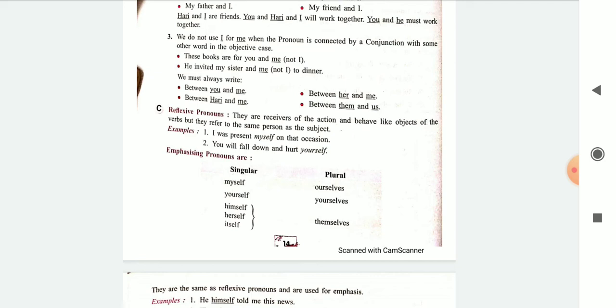Another example. She told me the news herself. Here, herself is a reflexive pronoun. She herself told me the news. The second sentence is emphasizing. She and herself together. You're putting pressure. No, she only told me. So that is emphasizing pronoun. I hope now we have understood what is the meaning of reflexive and emphasizing pronoun.